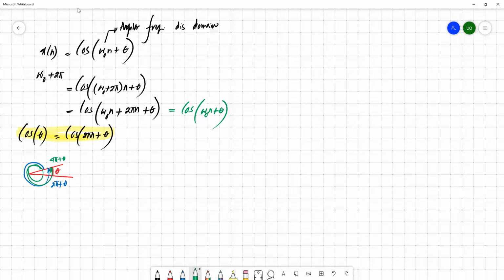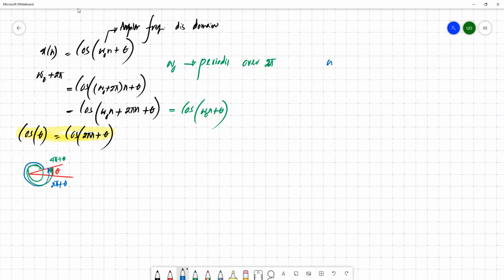Which means your angular frequency, this ω₀, is basically periodic over 2π, because we discussed this periodicity in previous sessions. By looking at this derivation, we can simply claim that ω₀ is periodic over 2π. So then we can define the range for the omega.